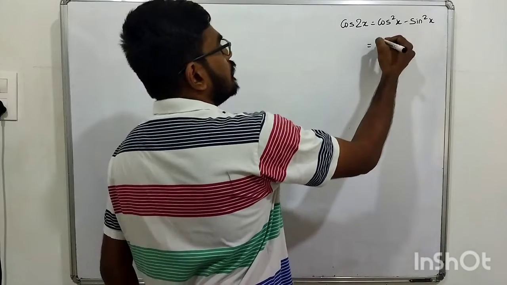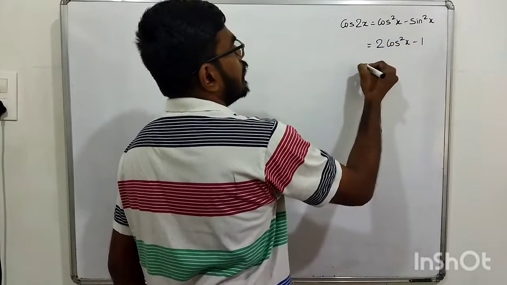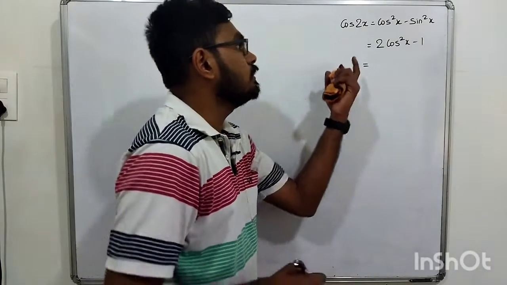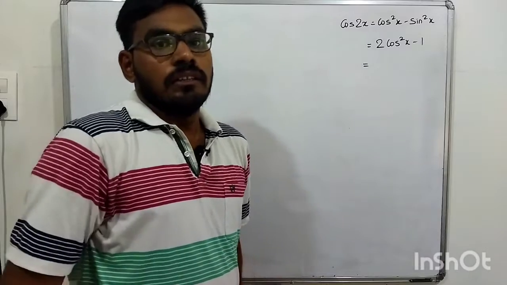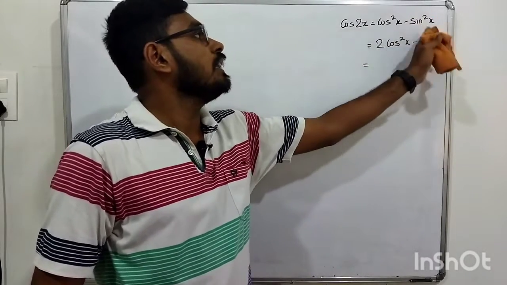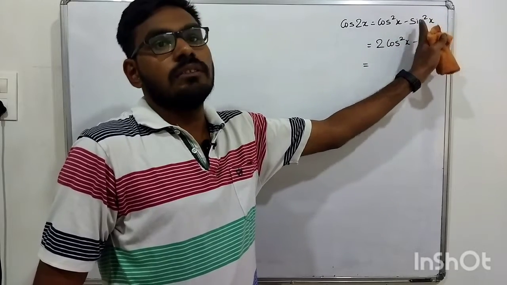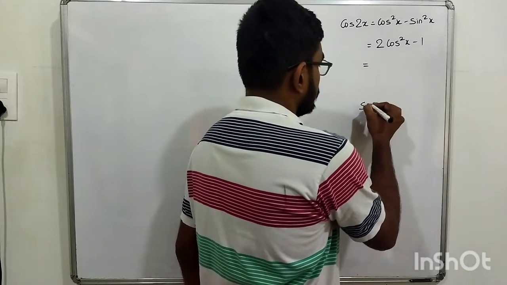This can be simplified as 2 cos square x minus 1. If we use the trigonometric identity here, that is cos square x is equal to 1 minus sin square x, and sin square x is equal to 1 minus cos square x. Sin square x plus cos square x is equal to 1. From there I can choose sin square x is equal to 1 minus cos square x.